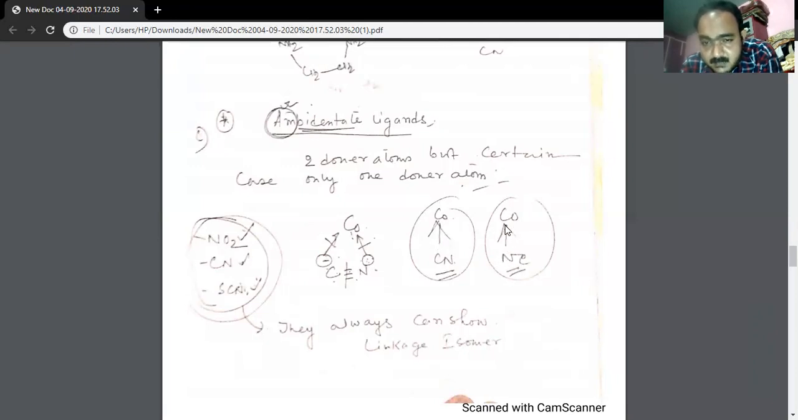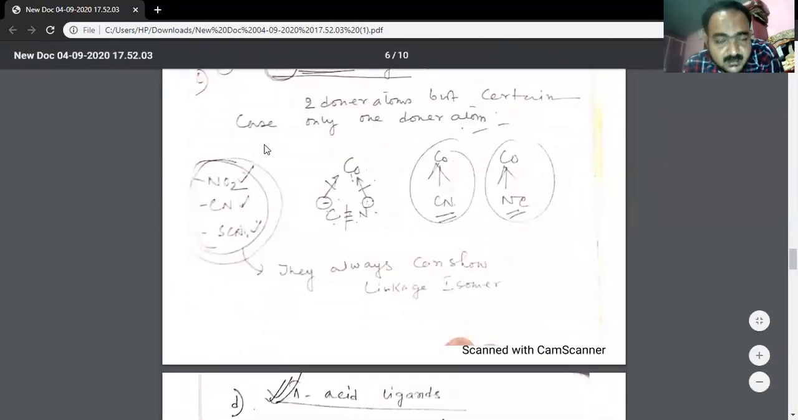The linkage is done by the nitrogen atom. So there is a carbon atom linkage and there is a nitrogen atom linkage. Now you see, if the linkage is done by the carbon atom, then it is known as cyano. If the linkage is done by the nitrogen atom, then it is known as isocyano.